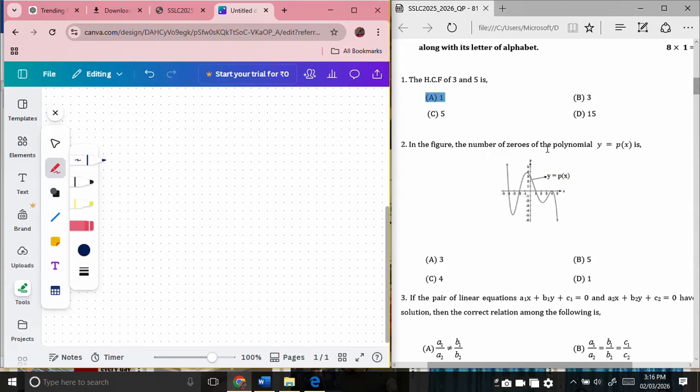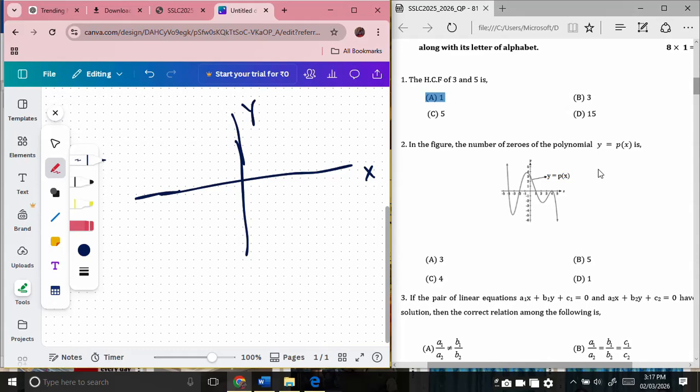In the figure, the number of zeros of the polynomial y equals p of x is. Okay, here I will tell you an easy trick. Here we have the graph. I'll just draw a rough graph. This is your x-axis, and this one is going to be the y-axis. Here they have asked the number of zeros of the polynomial. So you have to remember: the number of zeros of a polynomial is the number of times the graph touches the x-axis.